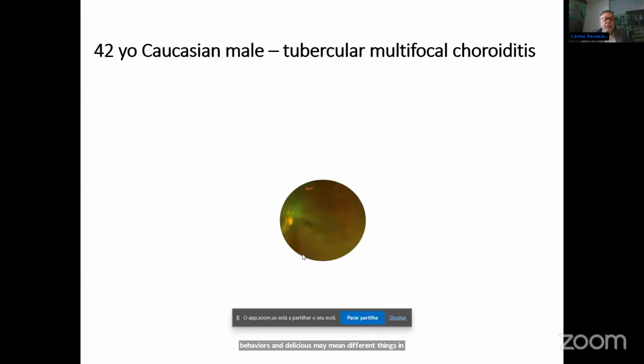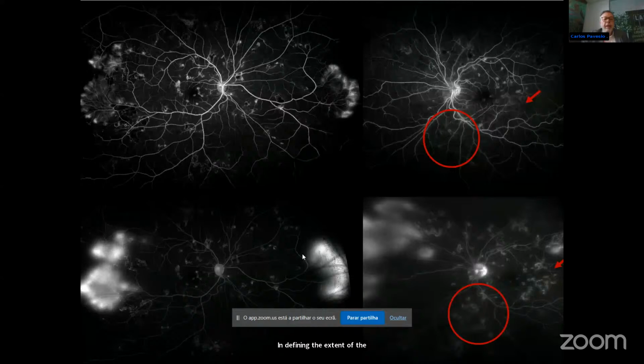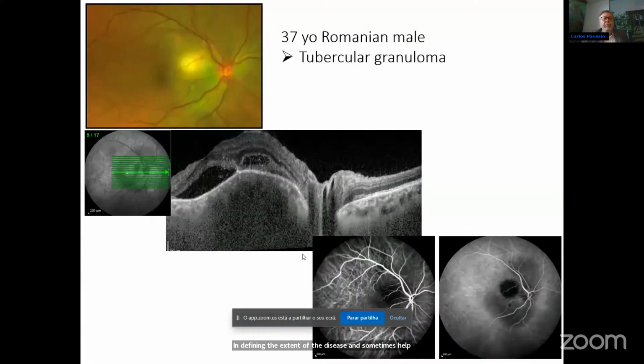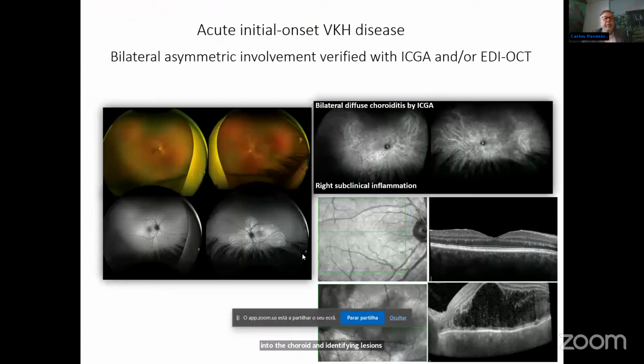So this is a patient I'm showing you here because, again, of the relevance of imaging. This is a patient who presented with, if you take just a 45-degree photograph, you miss a lot of stuff. So wide field images are very important in defining the extent of the disease and sometimes help you make the diagnosis. Again, examples of the importance of wide field images. And again, the OCT, the relevance of that in looking into the choroid and identifying lesions. I'm going to skip a little bit here because time is running, to show you some other examples.